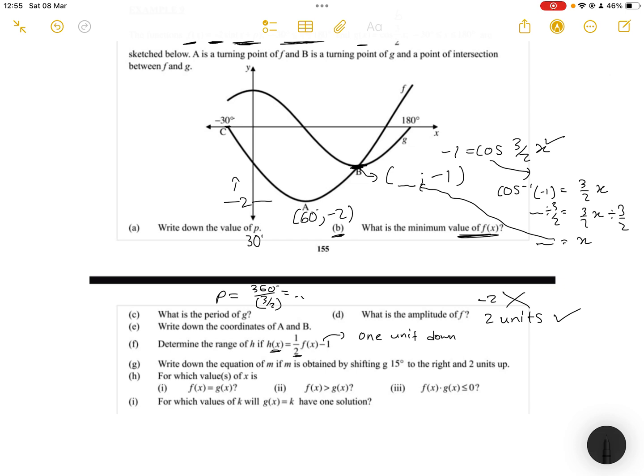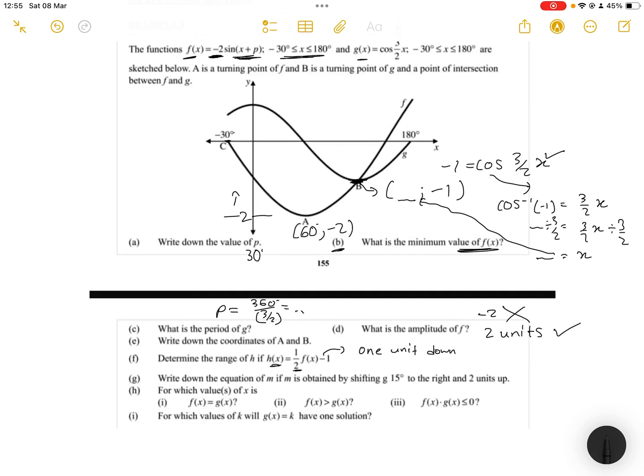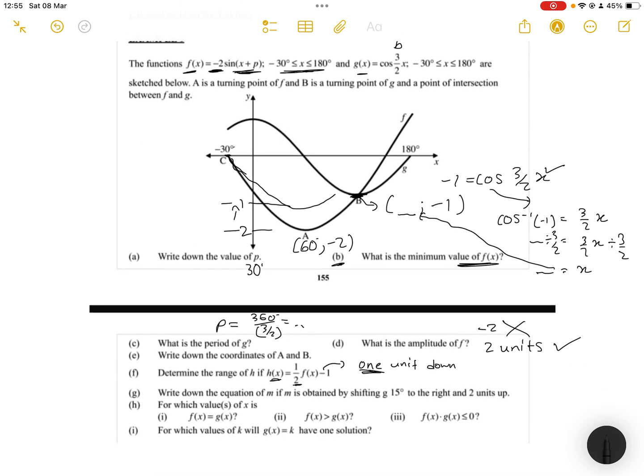So this one is the range. They want the range now. So it's 1 unit down, and the new amplitude has been -1. I can't draw it. So the range here, we know that the minimum is going to be -1 now. But then it also went 1 unit down, so it's still going to be -2.